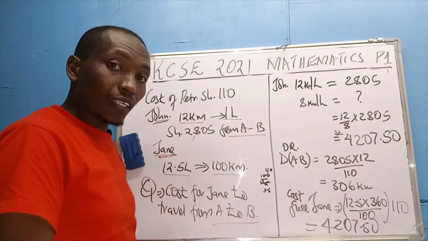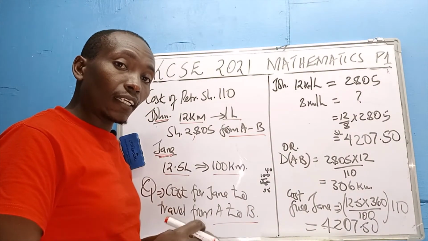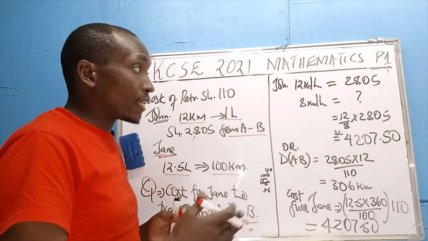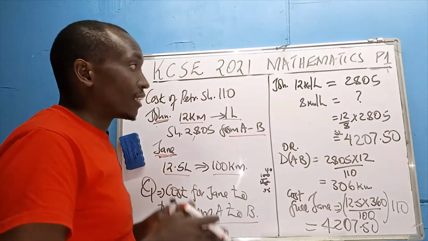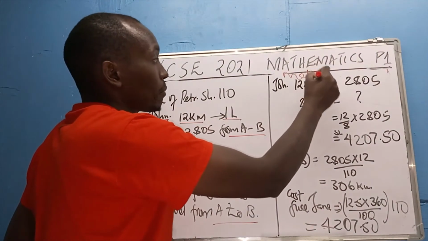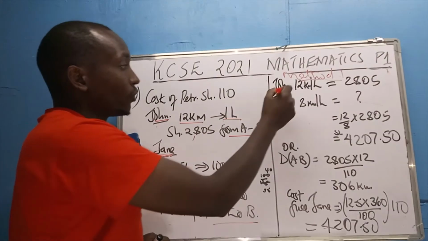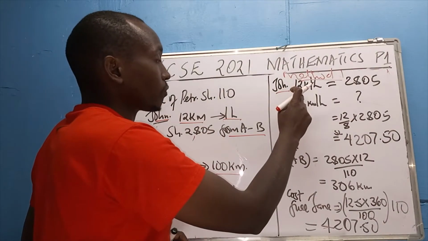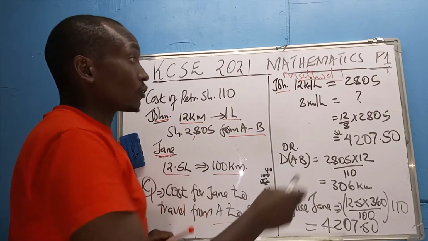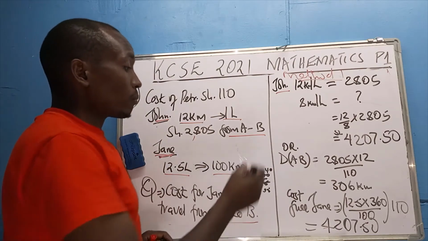So there are several ways you can do this. But what I can encourage my students is to take this as a real life situation, and that way you'll be able to interpret the question. If I consider method 1, the first method here, as simple and direct: John uses, for every 12 kilometers, 1 liter. In total, John used 2,805 shillings.